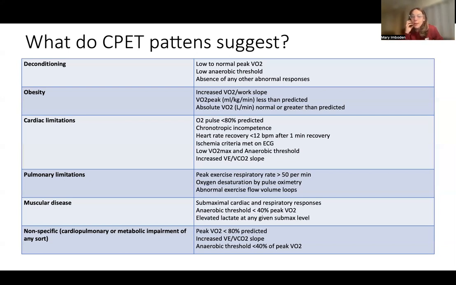Muscular disease: submaximal cardiac and respiratory responses, anaerobic threshold less than 40% peak VO2, elevated lactate. That's a big one, even at submaximal levels. So as I was mentioning, you just piece these things together to think about what is the issue that this patient is dealing with, because they are going to be different.